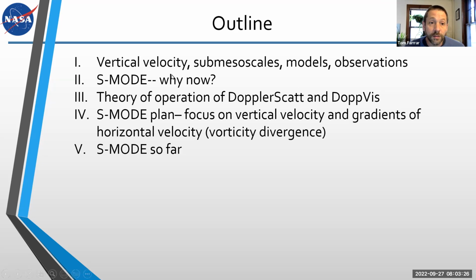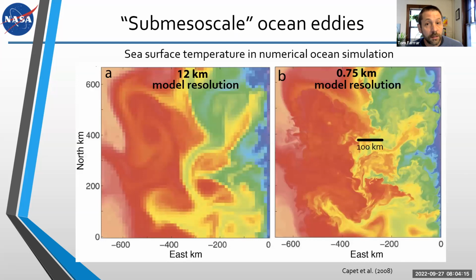in this talk, I want to focus largely on the technological aspects of S-mode. I will start with a brief discussion of sub-mesoscales and the motivation for S-mode, but then I'll pivot to a lot of the technology that we're using, and especially comparisons between different methods of measuring ocean velocity. And I'll talk about our plans to focus on vertical velocity and gradients of horizontal velocity. And I'll show you some of the results from our pilot campaign that we conducted last year.